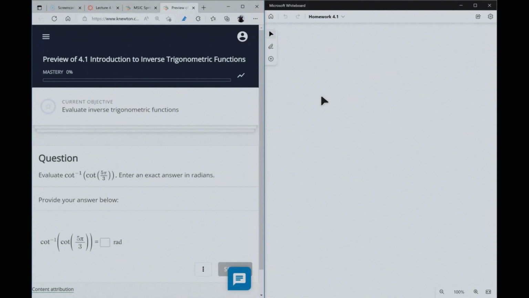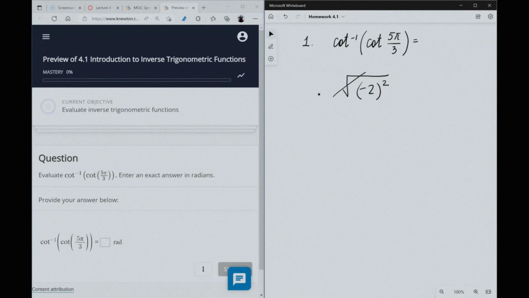expected to do. So first problem is we have cotangent inverse of cotangent of 5 pi over 3, and as it can be very tempting to just reduce this, we cannot do that for the same reason we cannot do this when working with composition of inverse functions. You cannot reduce this and this because that will imply that the answer is -2, but the domain of the radical function is only positive values. So how do we answer this question?